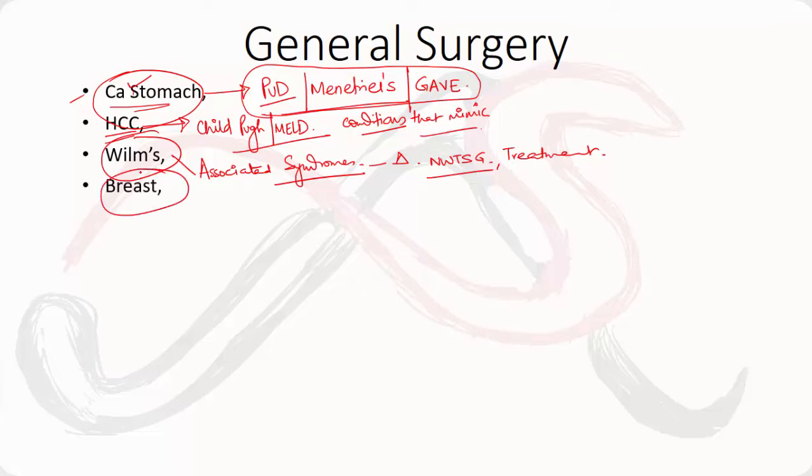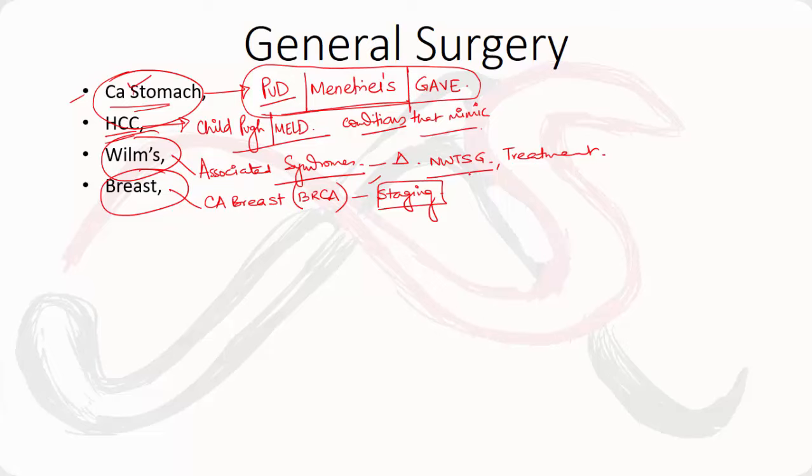CA breast is an all-time favorite topic. It was here in the January paper as well, and you can expect breast conditions to be there in the upcoming paper. So for CA breast, you need to be aware of the risk factors. You need to know the related diseases of BRCA genes. You need to know the staging of CA breast very well. The staging of CA breast should be learned by heart.